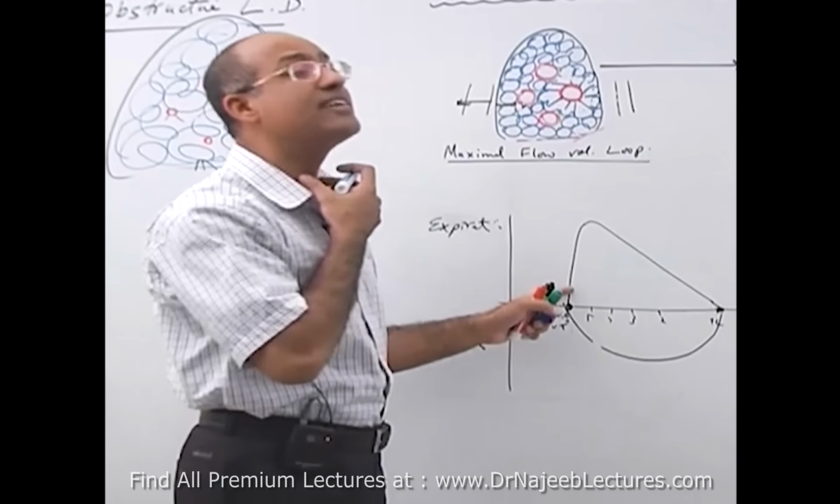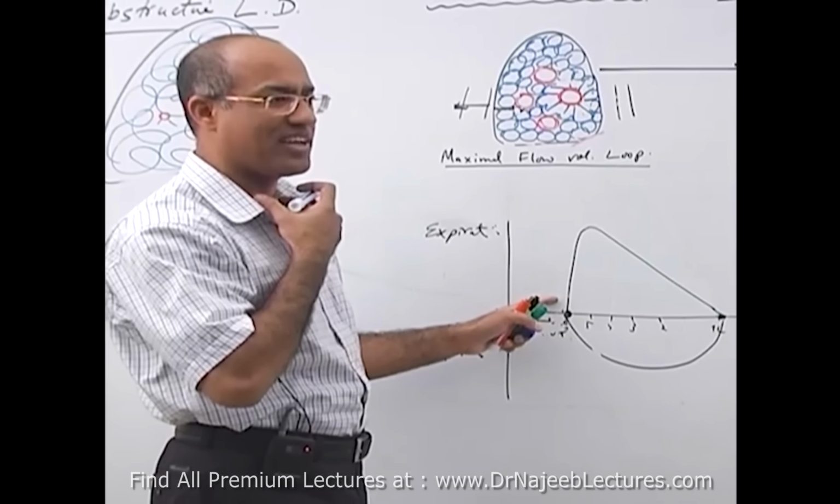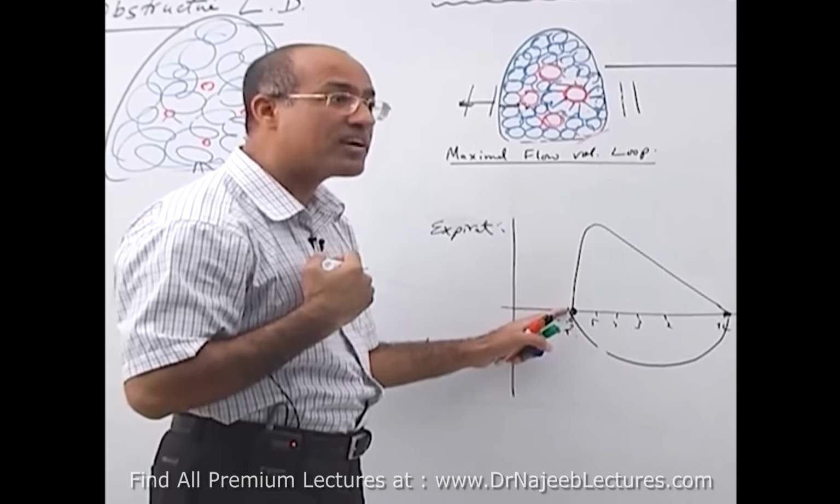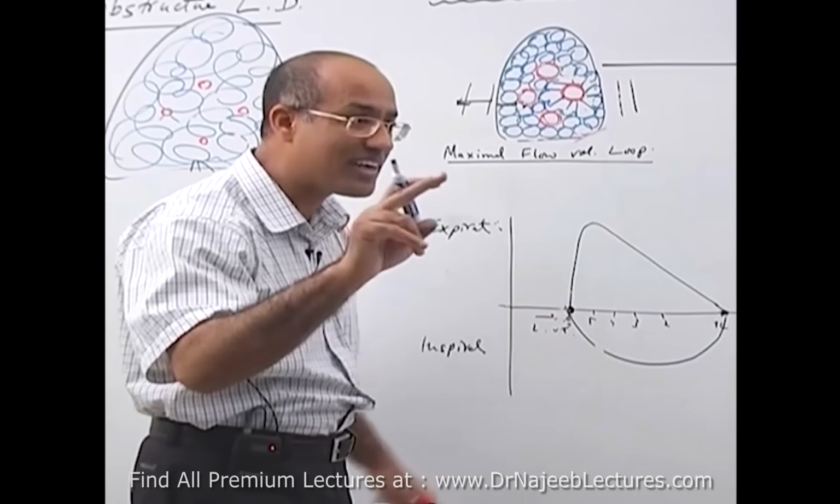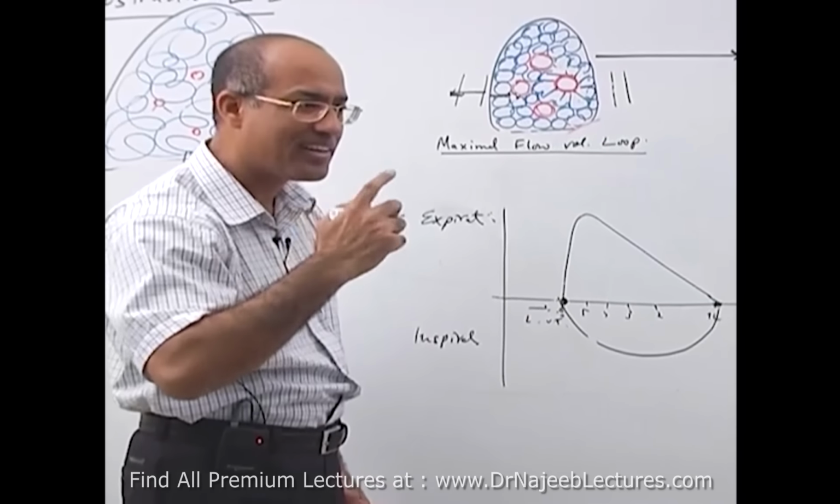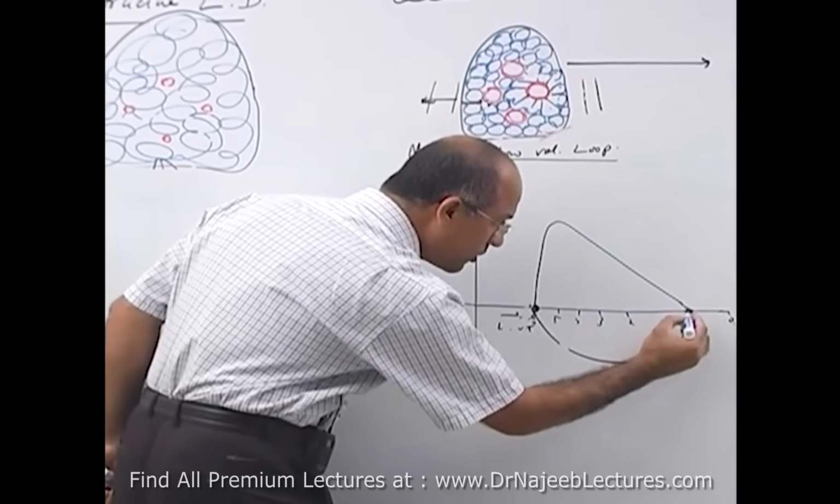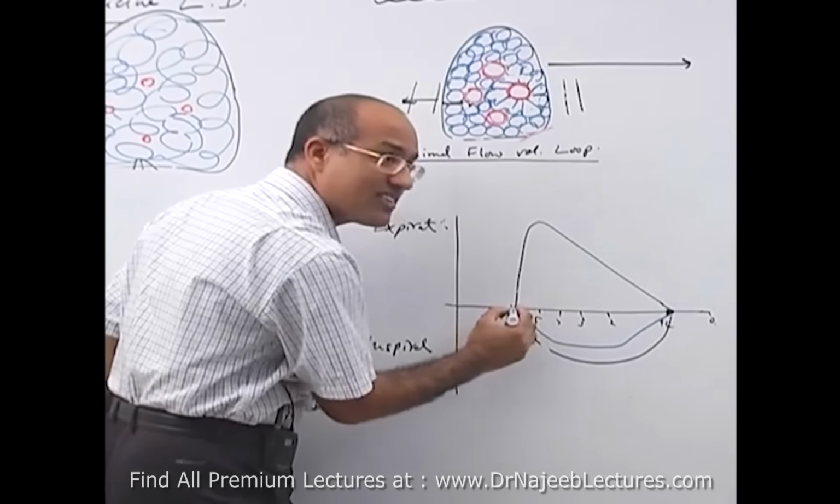If there is obstruction in the tracheal or extrapulmonary airway, I start with 1 liter and pull the air in up to 6 liters, but relatively slowly. Is that right? Because there is obstruction on the way. This is obstruction in the larger airway. So this loop will move like this.